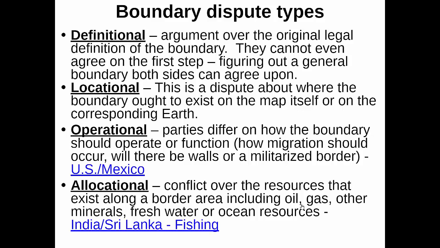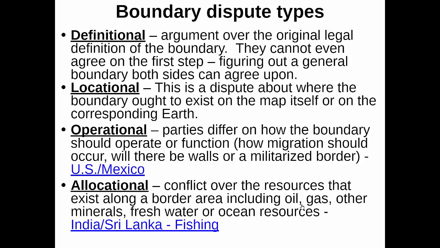Locational is more about, hey, a dispute about where the boundary actually is on Earth's surface. So what I mean by this is sometimes a country will establish fencing, they'll establish some sort of demarcation that's actually on the territory or the claimed territory of the other country. And so this is where you have a dispute literally over the physical location of the boundary on Earth's surface.